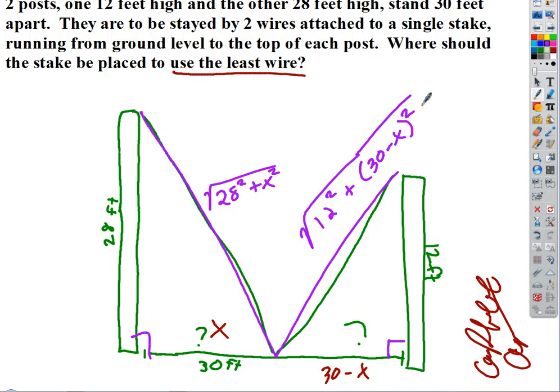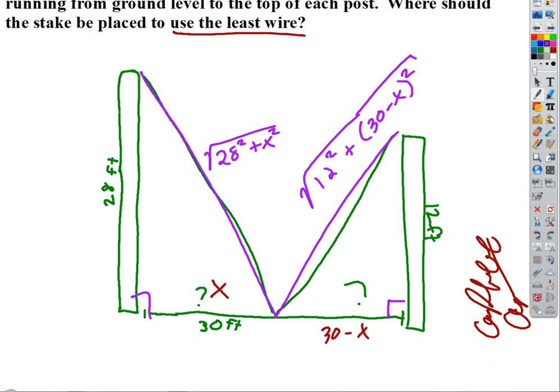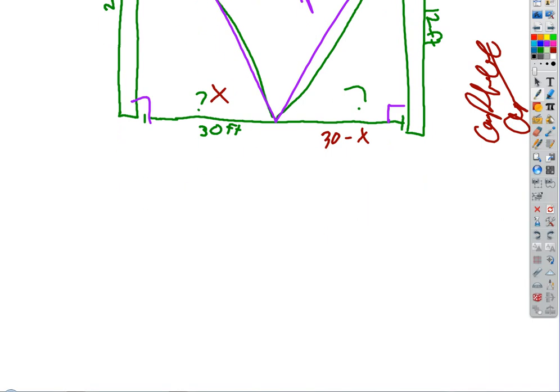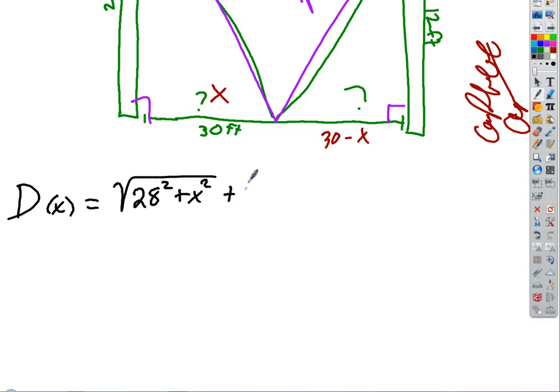And we've got it in terms of a single variable already, don't we? Let me write that down a little more neatly. We'll call that capital D. So D of x is the square root of 28 squared plus x squared, plus the square root of 12 squared plus the quantity 30 minus x, squared. What's our domain gonna be?